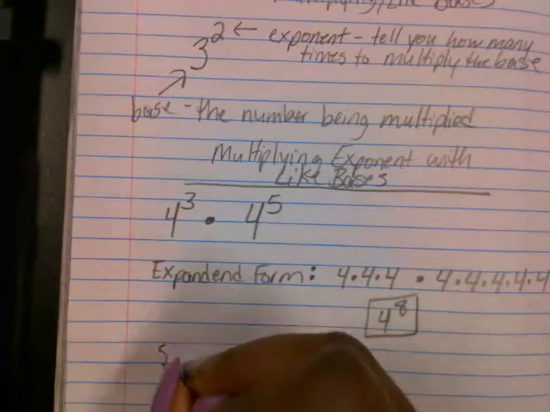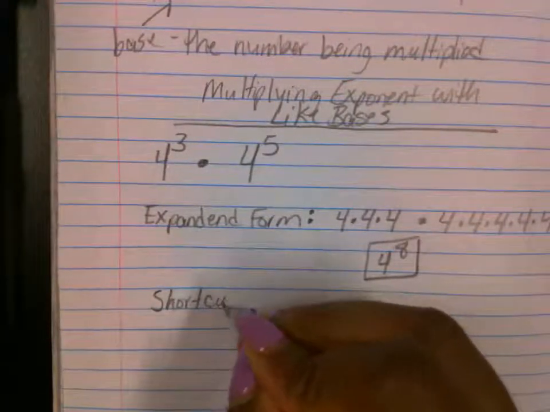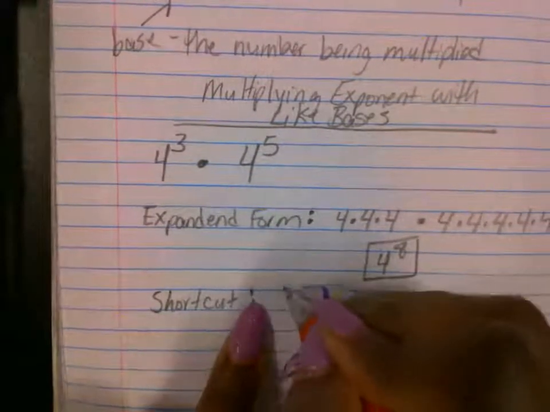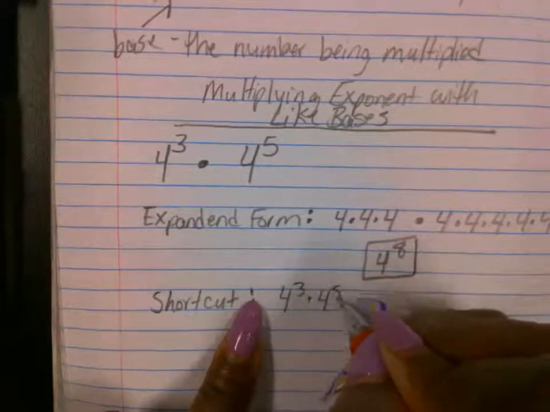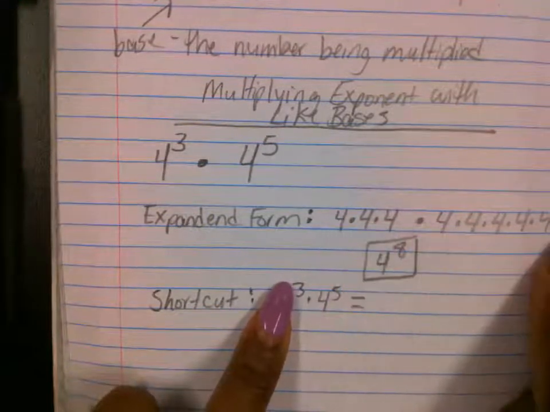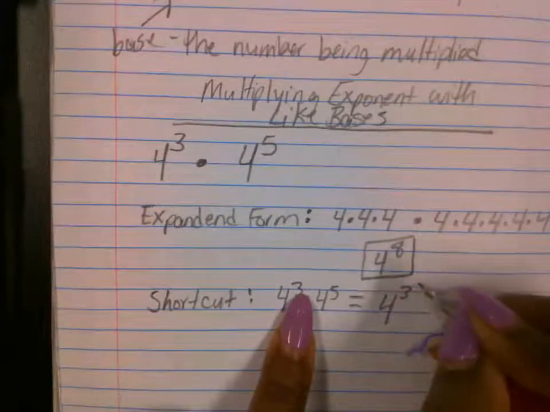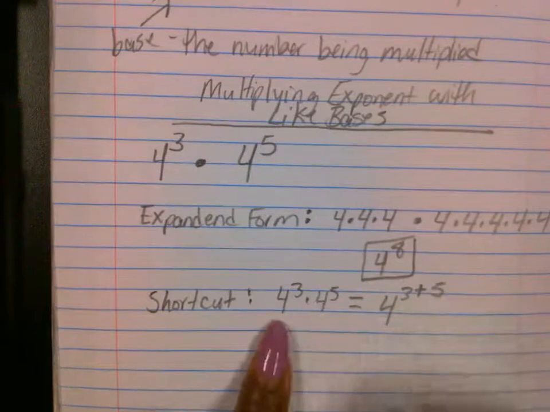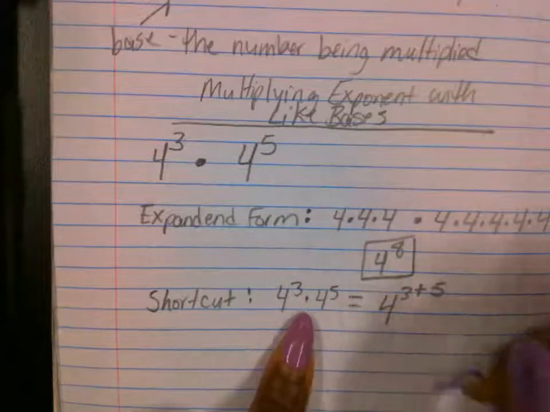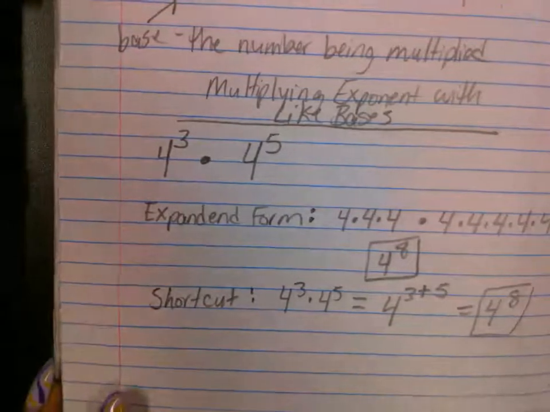This is the shortcut. When you have 4 to the third power times 4 to the fifth, if the bases are alike, you add the exponents, because that's what we did anyway. So this is going to be 4 to the exponent here, 3, plus the exponent here, 5. What this is saying is that 4 is being multiplied 3 times here and then 5 times here. So again, our answer is going to be 4 to the 8th power. That's the shortcut. Any questions about how we did that?